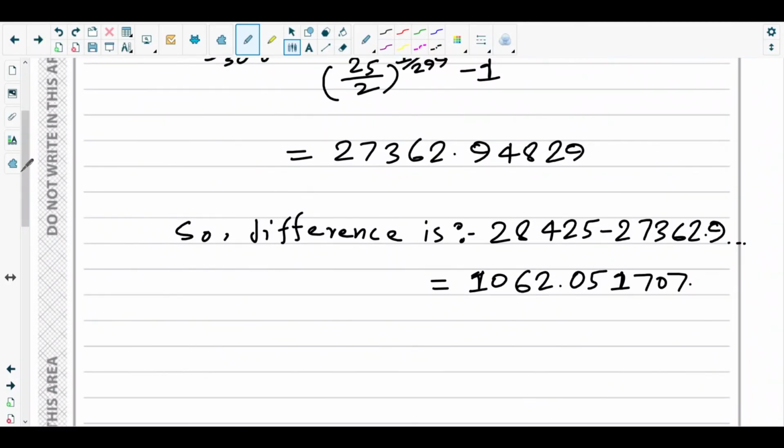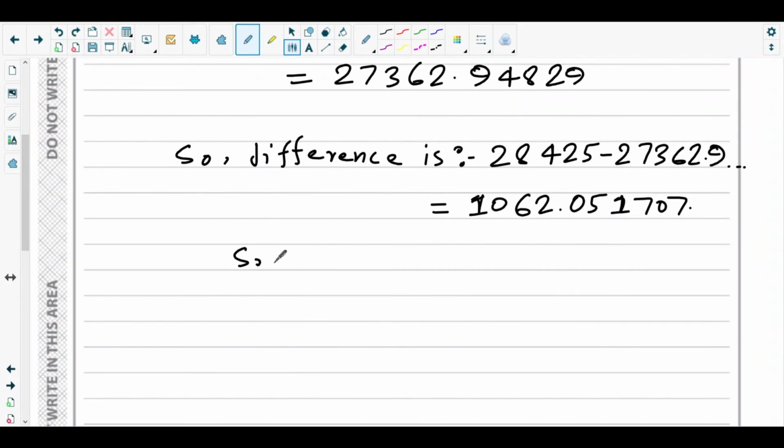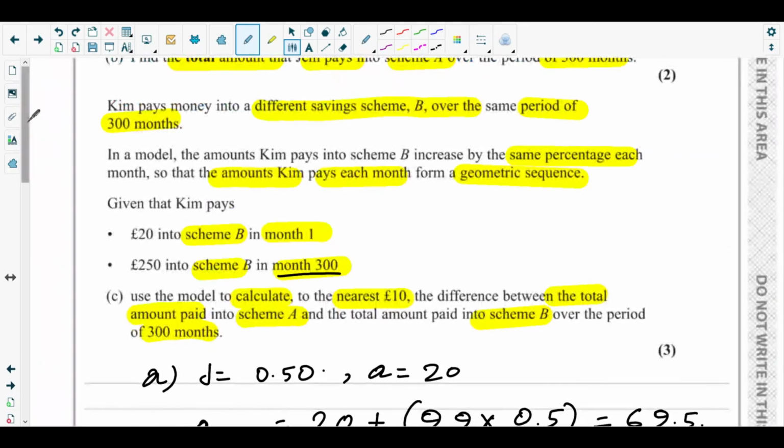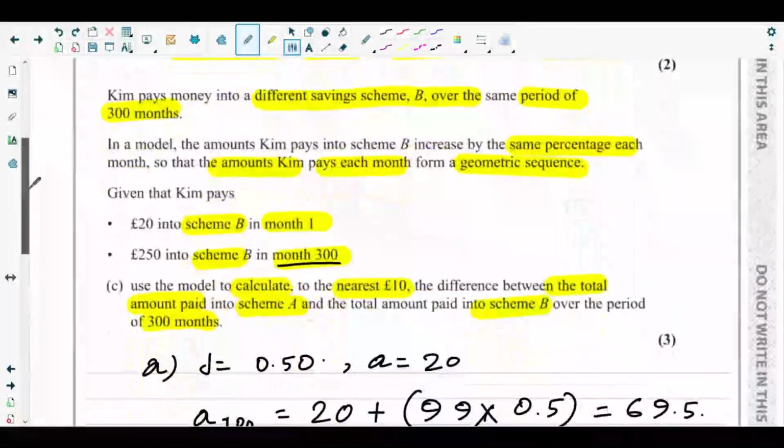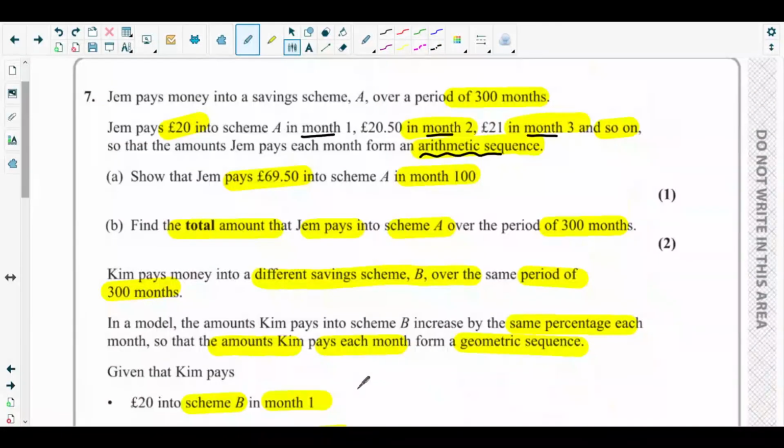So we got the difference in pounds. The difference is to the nearest 10 pounds, right? It is basically 1060 pounds. Okay, and that's exactly what part C of question number 7 has asked for. Fine.